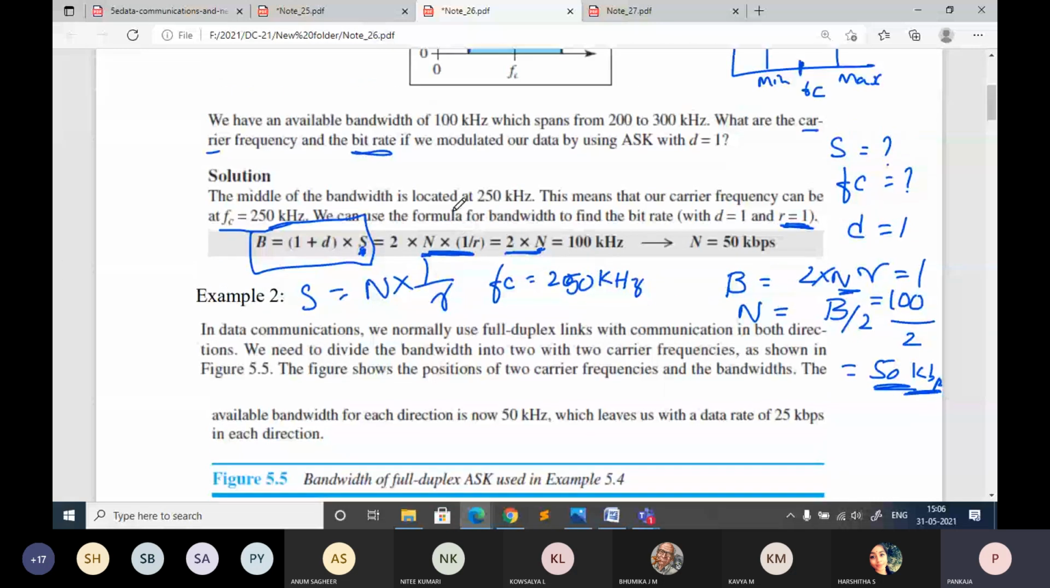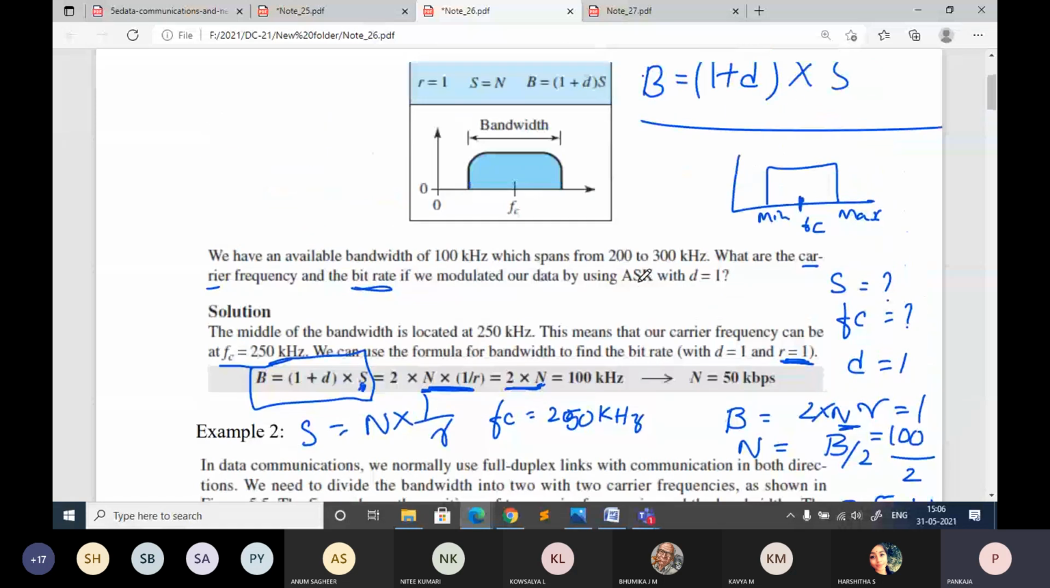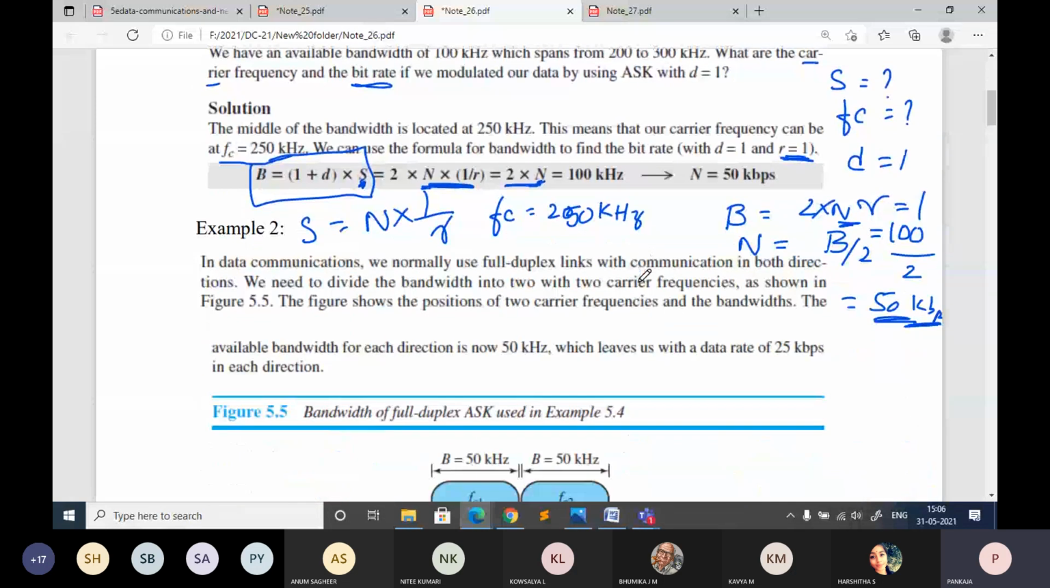Okay, this is one problem. I think it's time up. If you have any query, you can just ask.